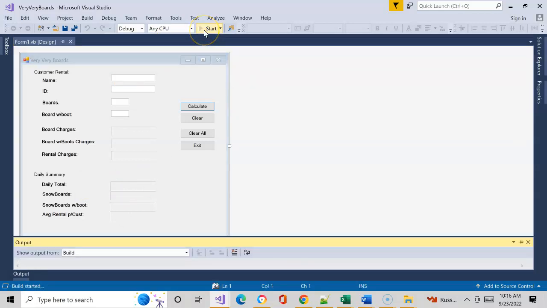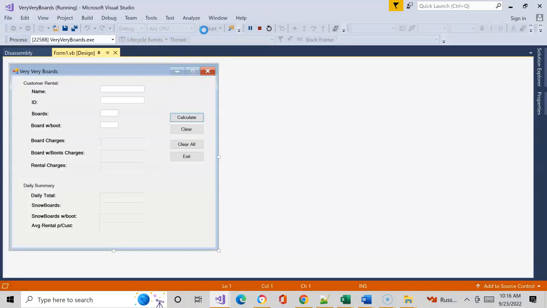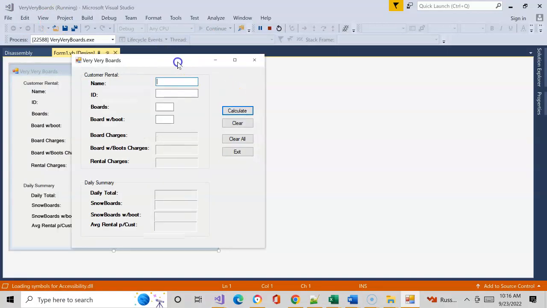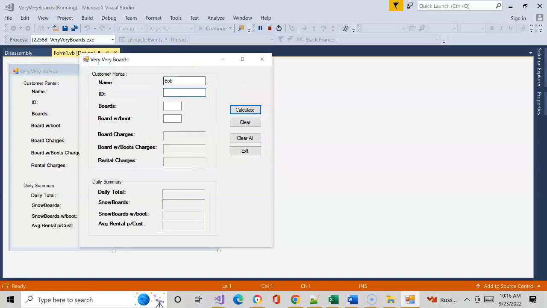If I want to run this, once again, you get a decent idea of what this should look like. So if I walked in with my family, that's my ID, and I needed, let's see, 2 with this, and I have 3, I need 5 total, 3 with boots, and so when I hit calculate, it's going to tell me my board charges are $20, 2 times 20. My board with boots charges is $90, 3 times 30, and my total rental charges is $130.